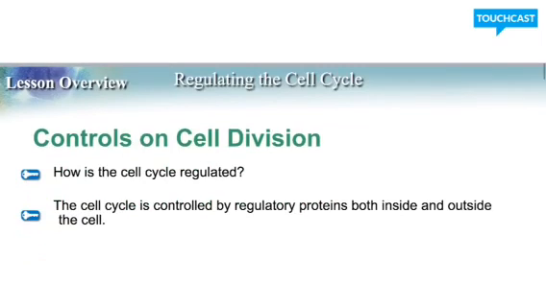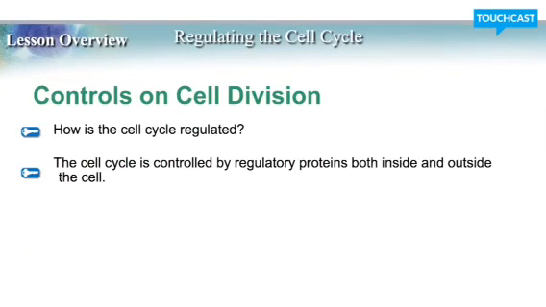Now, there are 3 ways that we can control the cell. The first thing that you need to know is that any cell cycle is controlled by something we call regulatory proteins. Now, what is a regulatory protein? This is a type of protein that is produced by your body. The function of this protein is to give instructions to your cell to divide. These proteins can be found inside and outside your cell.